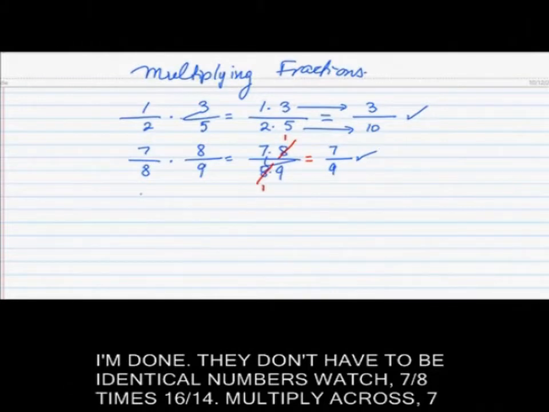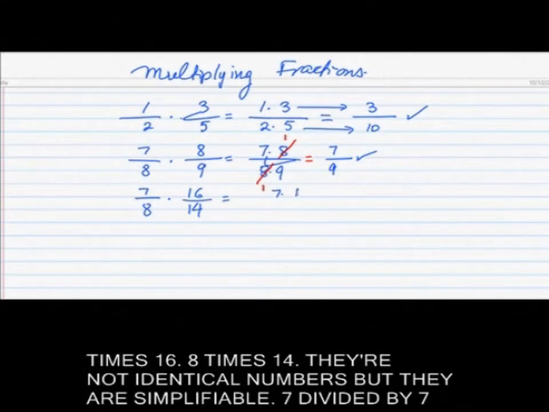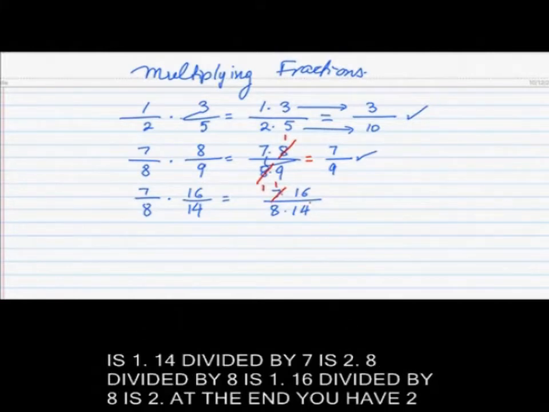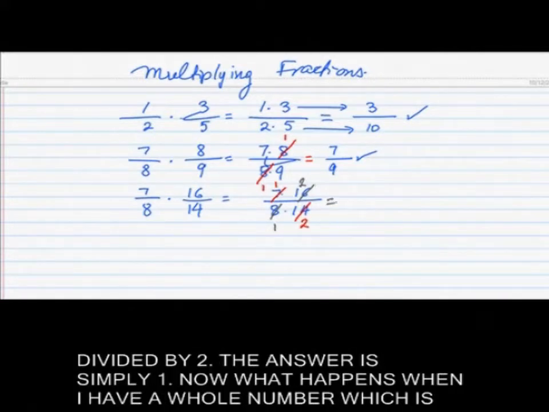They don't have to be identical numbers. Watch. 7/8 times 16/14. Multiply across, 7 times 16, 8 times 14. They're not identical numbers, but they are simplifiable. 7 divided by 7 is 1, 14 divided by 7 is 2. 8 divided by 8 is 1, 16 divided by 8 is 2. At the end, you have 2 divided by 2. The answer is simply 1.